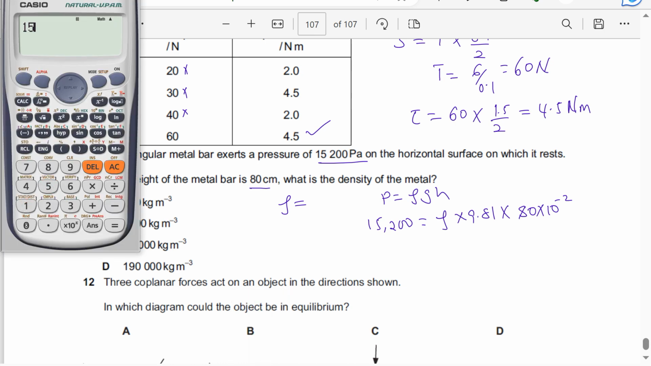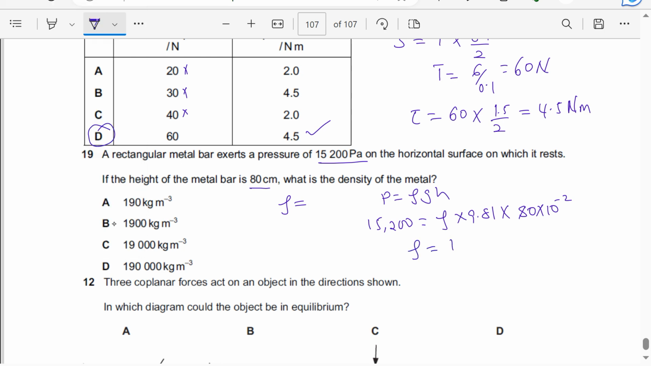So we have 15,200 divided by 9.81 times 80 times 10 to the power minus 2. So the density is going to be 1936 or 1937. These are given to two significant figures, so it is 1900. So the answer is B.